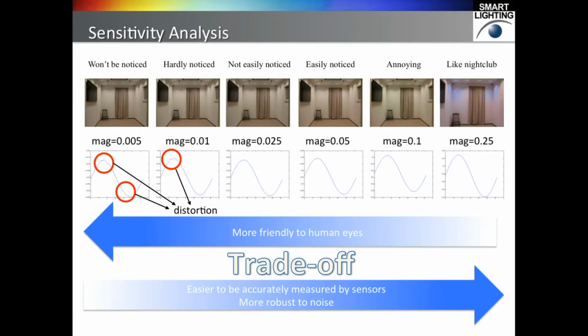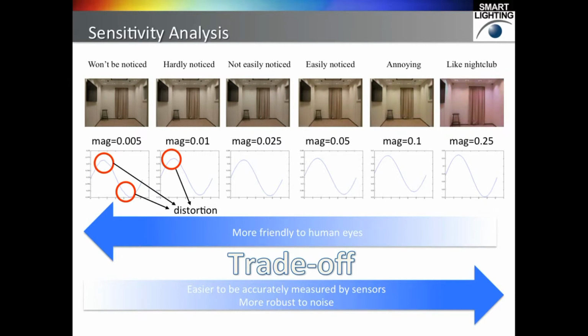We can see when the magnitude is too large, the perturbations can be very annoying, even like a nightclub. When the magnitude is small, you will not see the perturbations. Well, if you think you see something from the video, that's image compression error. I assure you that when you actually stand in the room, and when the magnitude of perturbations is small, you will never see the perturbations.